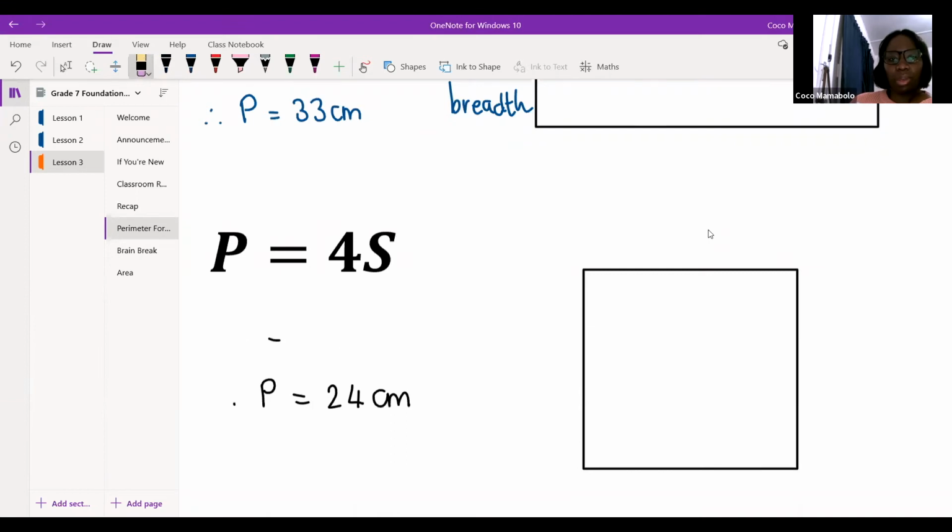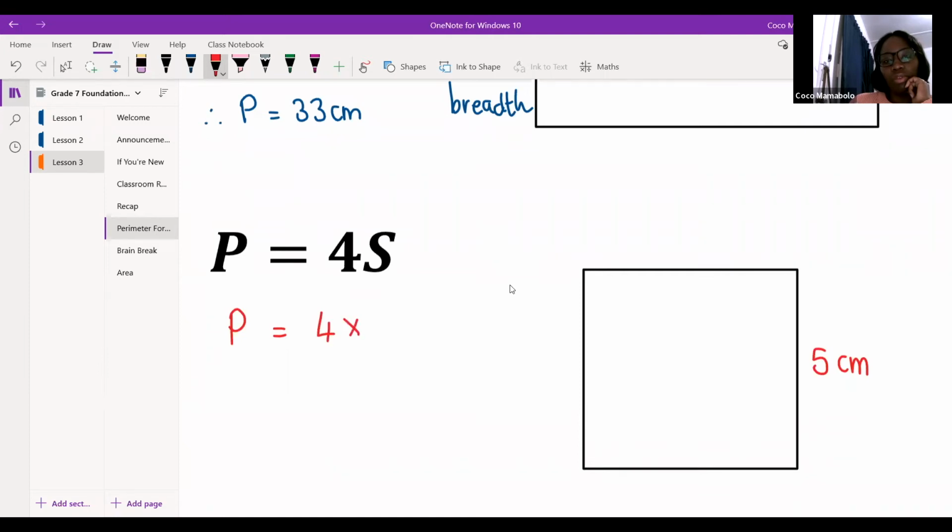Mbali, do the next one with me. Can you unmute for me, my sweetie? Hi, Mbali. Hi, ma'am. Okay, so if I tell you that one side of my square is 5 centimeters, what am I going to write here? Ma'am, we're going to write P equals 4 times 5. Good. What's my next line?